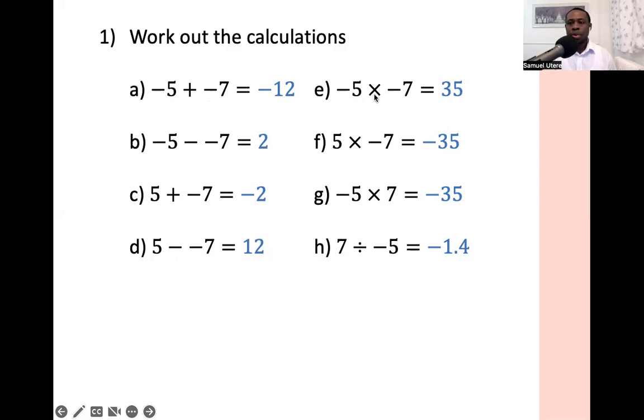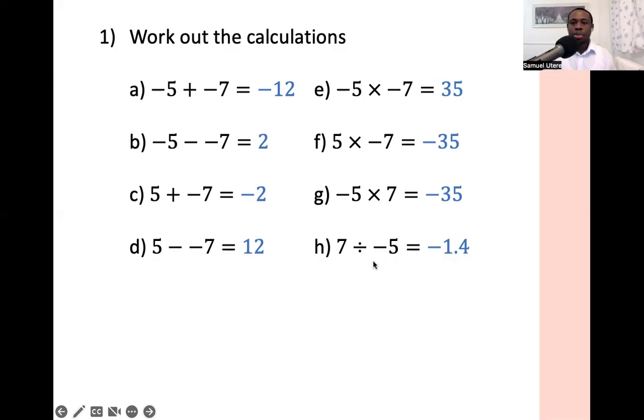These, you recall, two negatives will multiply to give positive. A positive and a negative will multiply to give negative. A negative and a positive will multiply to give negative. Now, note that in our previous lesson, I did say division also behaves like multiplication when you consider the signs. So this is a bit like saying positive times negative will give you negative. So we know that the answer will be negative.